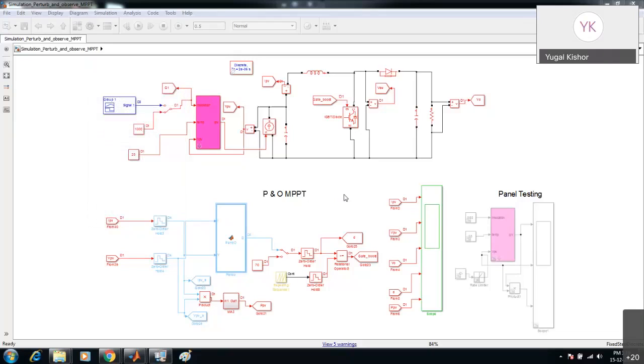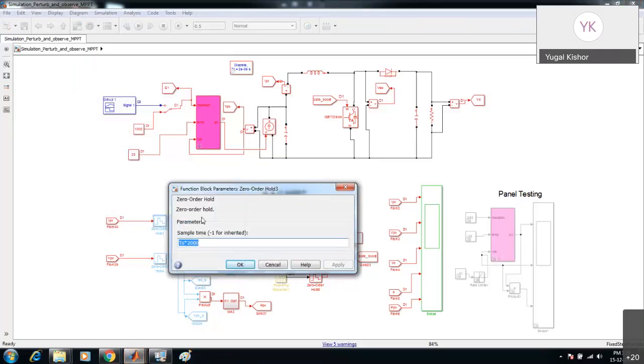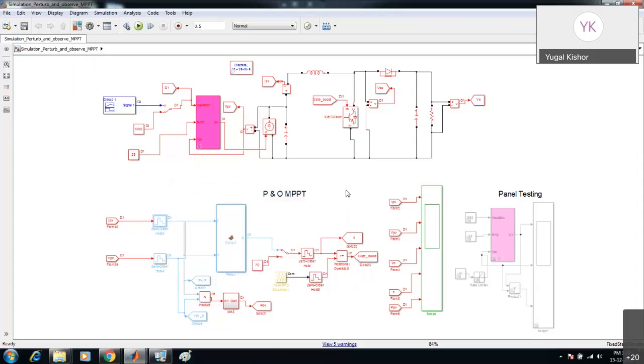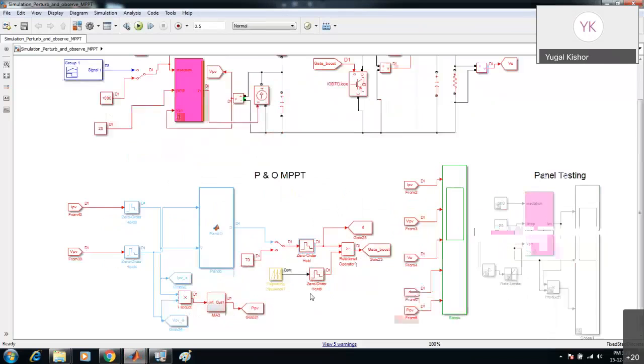The blocks which we are using before the P and O block and after the P and O block have different colors. So both zero order holds have different sample times, right? Yes. That is actually my question: on what basis will we select these two different sample times? Actually, we want to run this MPPT at a slower rate.